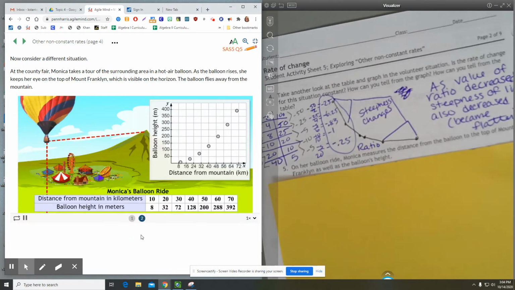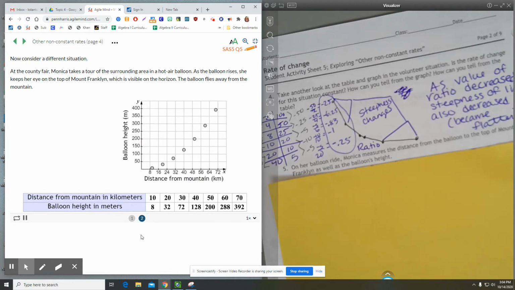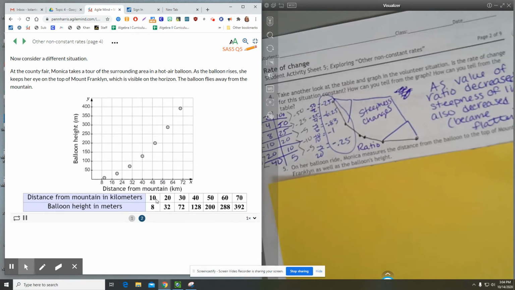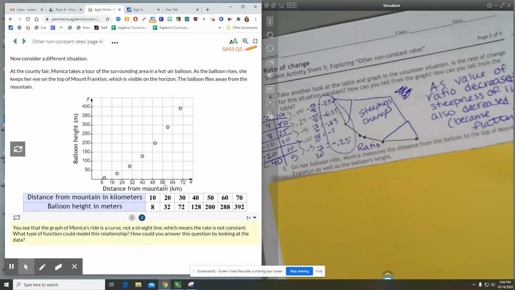So let's look at this. She's got this fancy little graph here. She made this table that told her when she was 8 feet, 8 feet from the mountains, like her distance off from the mountains. It looks like they actually have their graph backwards here. We have the balloon height as 8 and 10. Oh, never mind. I'm just reading numbers wrong.